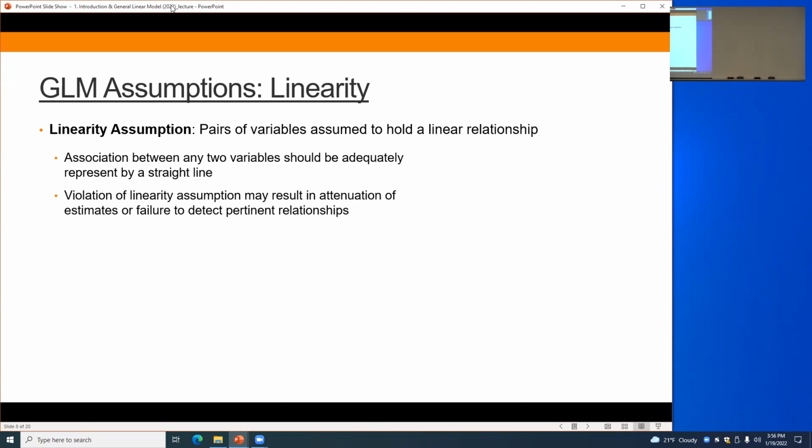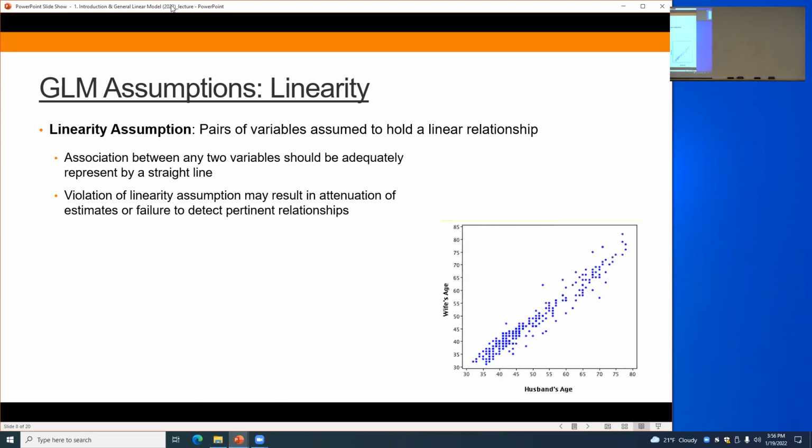If I violate that assumption, it's either going to make my associations appear smaller than they should be, or I could fail to detect relationships, or it could start to produce spurious effects that aren't actually there.